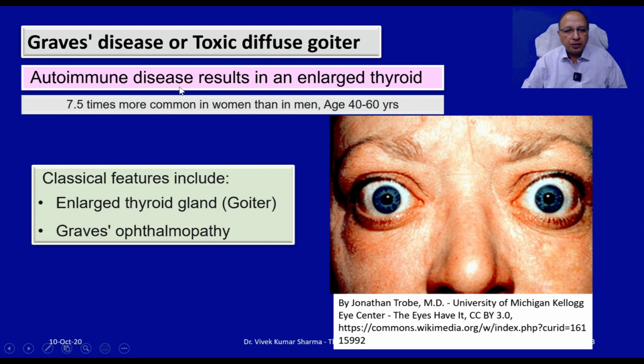It is an autoimmune disease that results in an enlarged thyroid, and it is 7.5 times more common in females than in males, and usually the occurrence is at 40 to 60 years of age. The classical features include the enlarged thyroid gland, called the goiter, and Graves' ophthalmopathy, or involvement of the eyes.